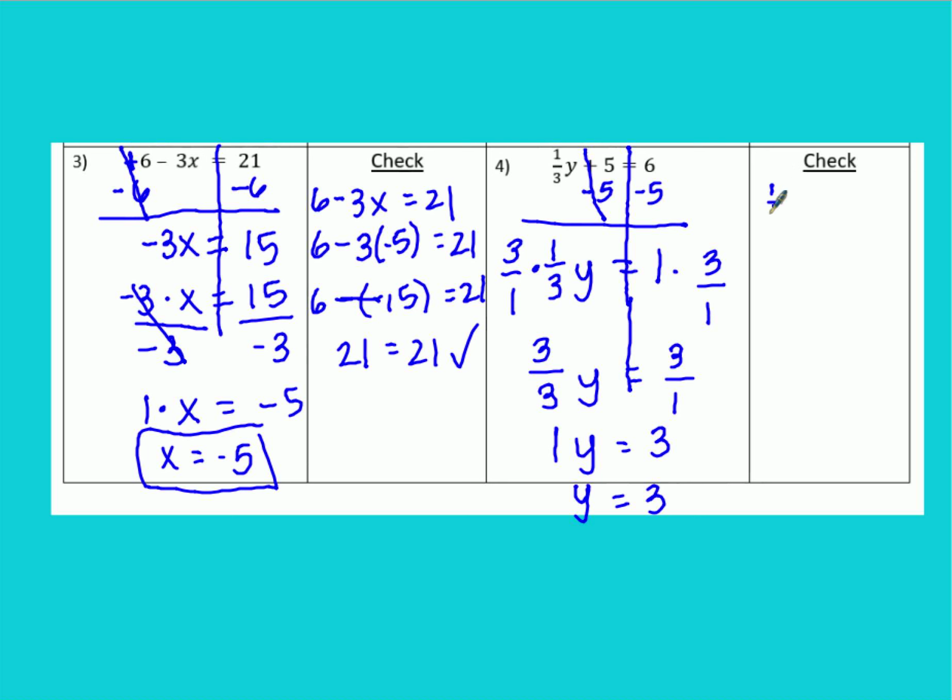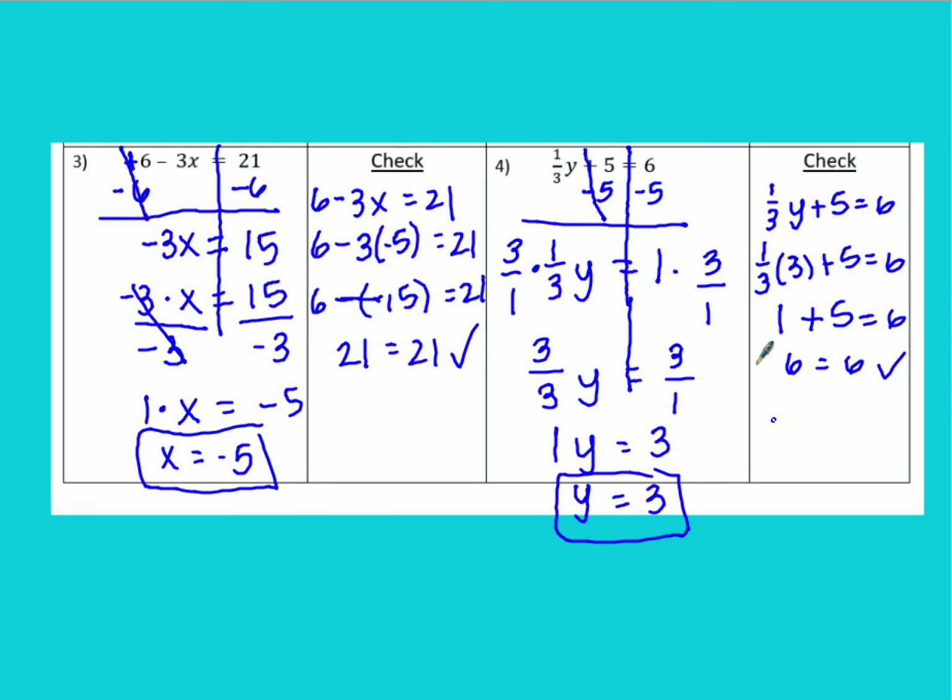If we go back and check our equation, we can make sure that y should equal 3. So if I plug in 3 where y is in this original equation, I get 1/3 times 3. If I have a third of 3, I have 1. So I add 5 to that. 1 plus 5 is 6, and 6 equals 6 is true. So y equals 3 is our correct answer here.